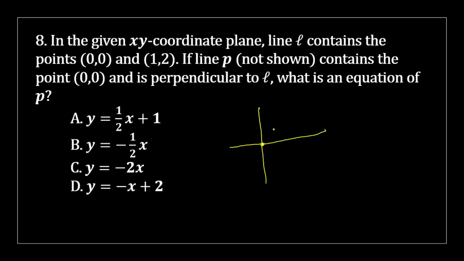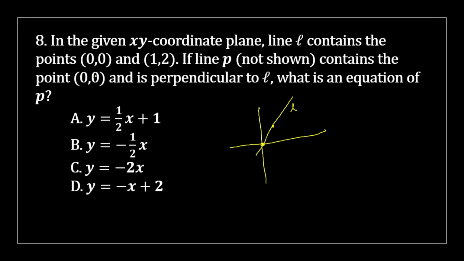So 1 and 2, meaning line L passes here. Now, line P, you cannot see line P, contains the point (0, 0). So they intersect at (0, 0), and it is perpendicular to line L. As we can see, we can now solve for the slope of line L. And to find the equation of line P, we need to get the negative reciprocal of that slope. And we can now find the equation of that line.